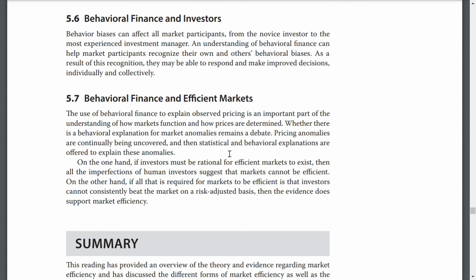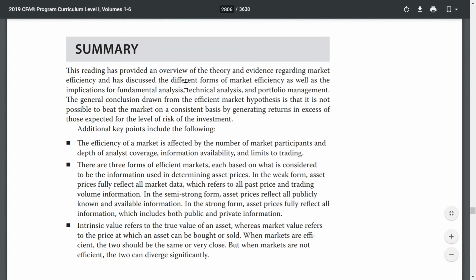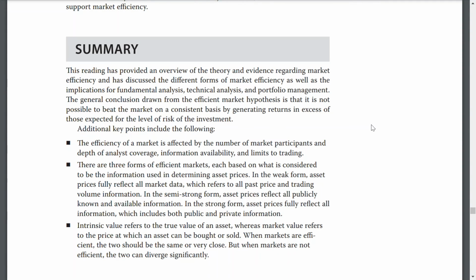Summary: this reading has provided an overview of the theory and evidence regarding market efficiency and has discussed the different forms of market efficiency as well as the implications for fundamental analysis, technical analysis, and portfolio management. The general conclusion drawn from the efficient market hypothesis is that it is not possible to beat the market on a consistent basis by generating returns in excess of those expected for the level of risk of the investment. Additional key points include the following: efficiency of markets is affected by the number of market participants and depth of analyst coverage, information availability, and the limits of trading.